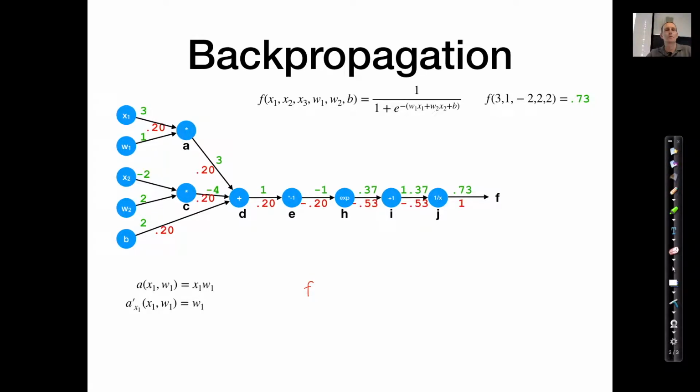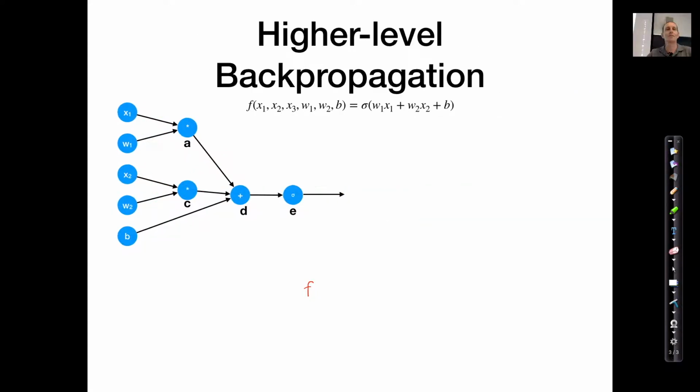Oh, well, I wrote it down. That's good. All right, so it's going to be 0.20 times 3, which, based on the rounding, is 0.59. And then we get similar values for these.